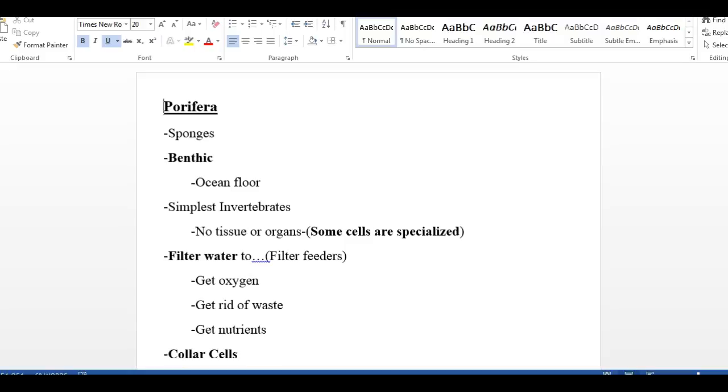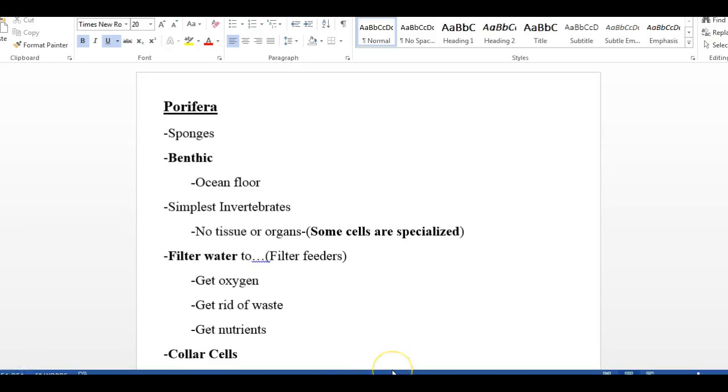Alright, so this is going to be our notes on porifera or sponges. We're going to start off with the really simple organisms, and then we're going to work our way up to things like insects and arthropods and some of these organisms that are very complex. It's important before we start to remember the complexity of all living things.